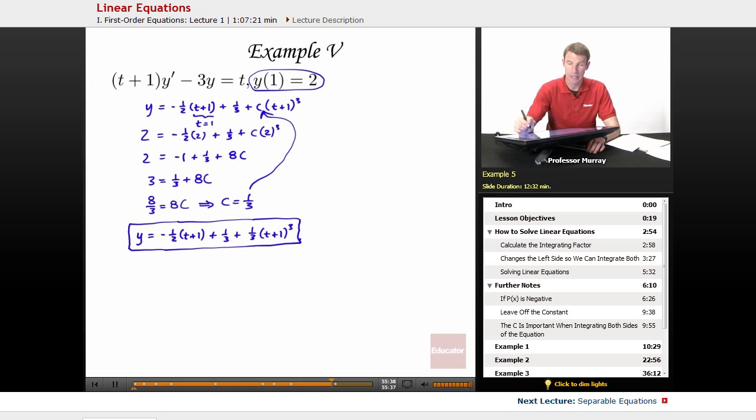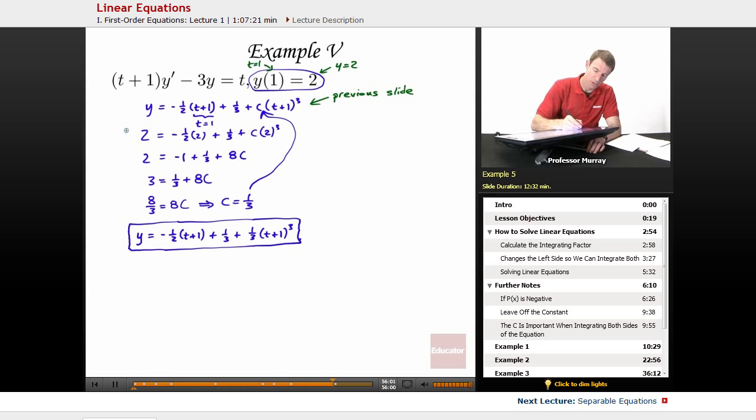So let me remind you of the steps here. This came from the previous slide. This was our solution from the previous slide. But it wasn't a complete solution yet because we had not incorporated the initial condition. And we used the initial condition to find the value of the arbitrary constant c. So I'm plugging in, from here I get y equals 2, and from here I get t equals 1. So I plugged in y equals 2 there, and t equals 1 in here and here.